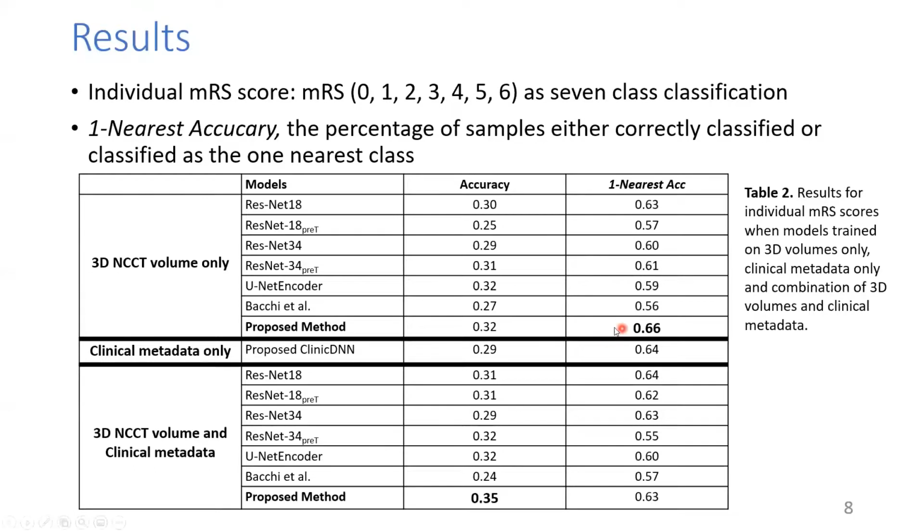Our proposed method performed best in both comparison metrics compared to other methods. Similar to the first experiment, the performance of many of the models benefited from combining imaging and clinical metadata information. However, our proposed model's performance decreased in the one nearest accuracy measure when using multimodal data, since for individual MRS score classification, the predictions were spread across classes instead of accumulating around the majority ones.